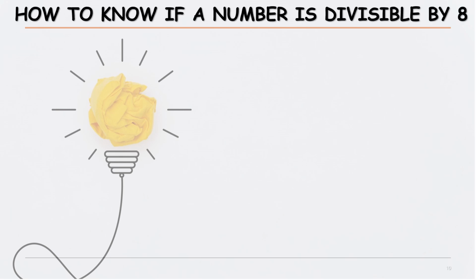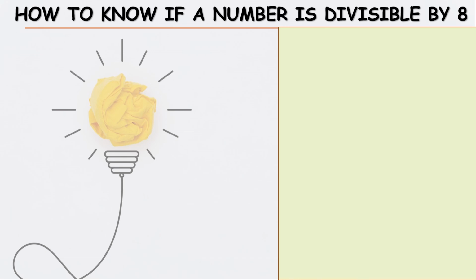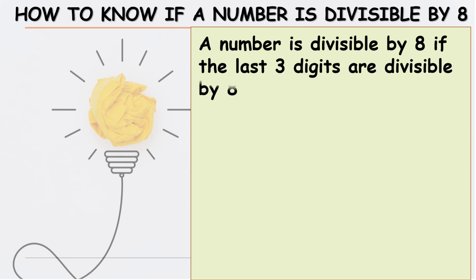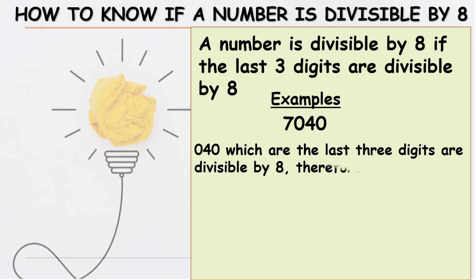Let's look at the divisibility principle of 8. If you have a large number and you want to find out whether it's divisible by 8: if the last 3 digits are divisible by 8, then the entire number is divisible by 8. Let's look at this. What are the last 3 digits? You have 040.